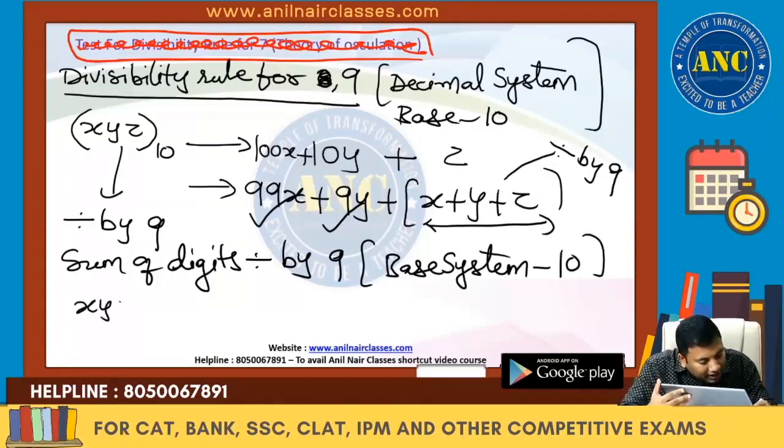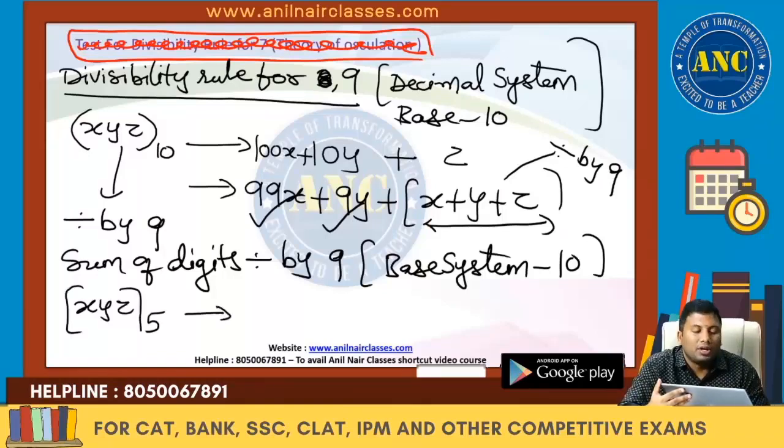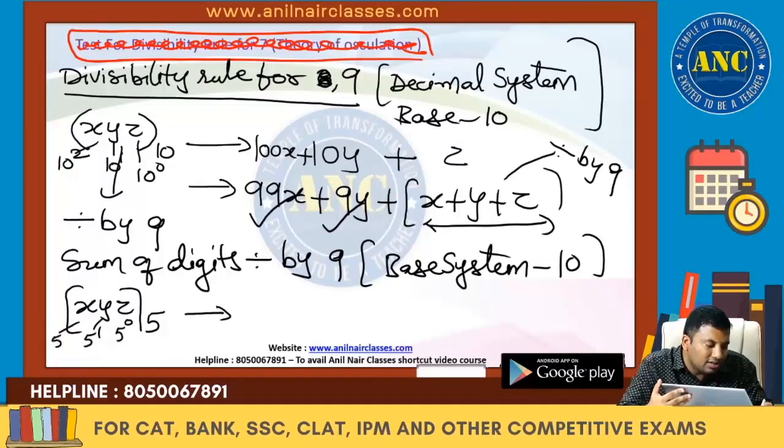Suppose I take base system 5. In base system 5, this is 10 power 0, this is 10 power 1 and it is 10 square. In base 5, this is 5 power 0, this is 5 power 1 and it is 5 square.